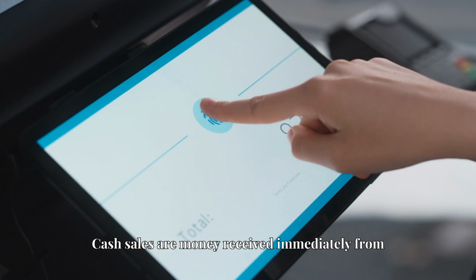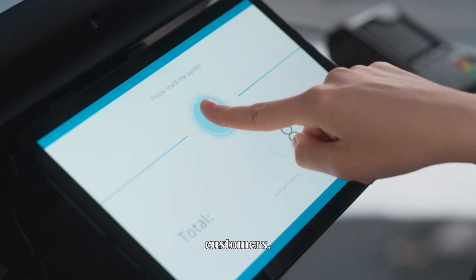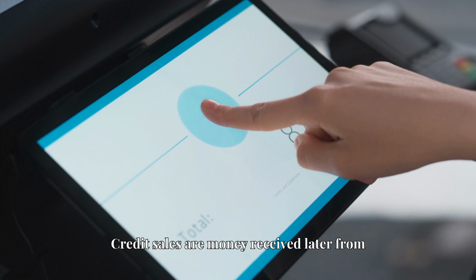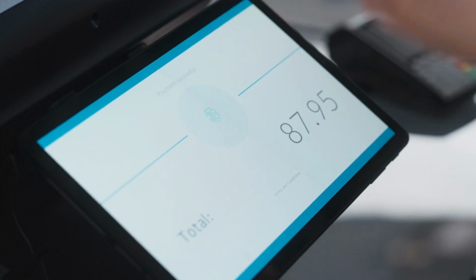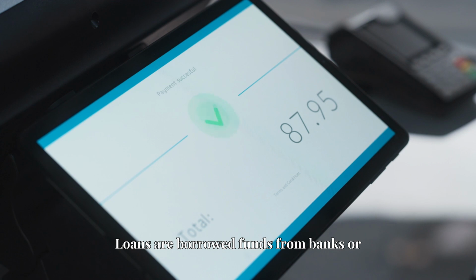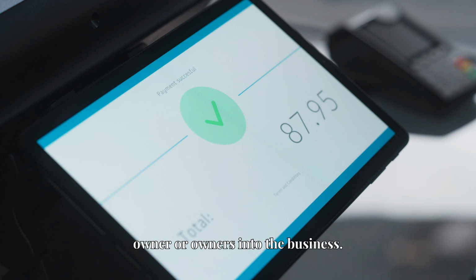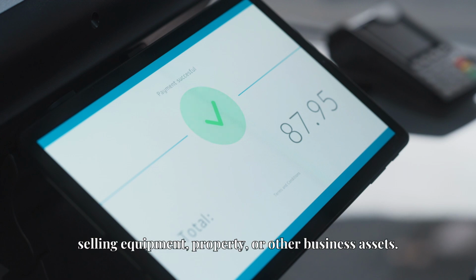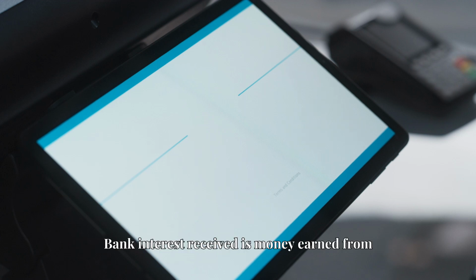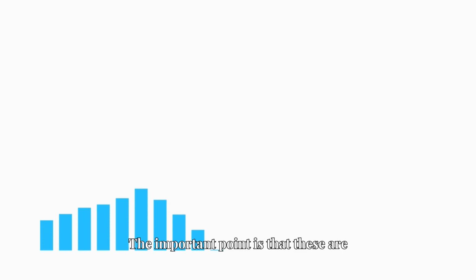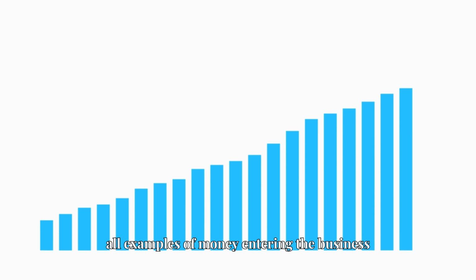Cash sales are money received immediately from customers. Credit sales are money received later from customers who bought on credit. Loans are borrowed funds from banks or other lenders. Capital introduced is money invested by the owner or owners into the business. Sale of assets is cash received from selling equipment, property, or other business assets. Bank interest received is money earned from savings or bank balances. The important point is that these are all examples of money entering the business and improving liquidity in that period.